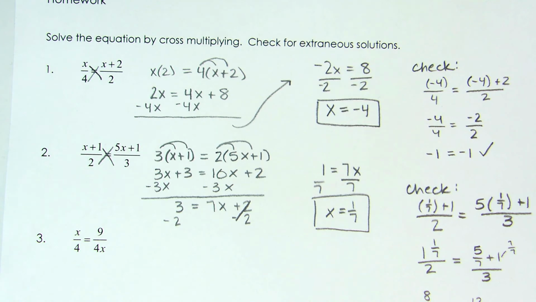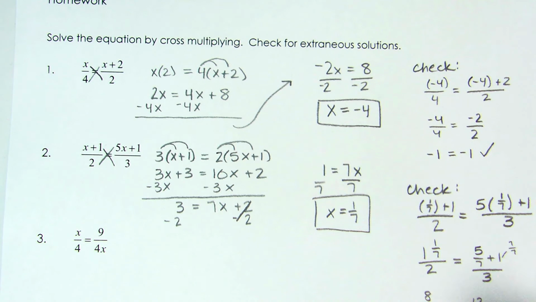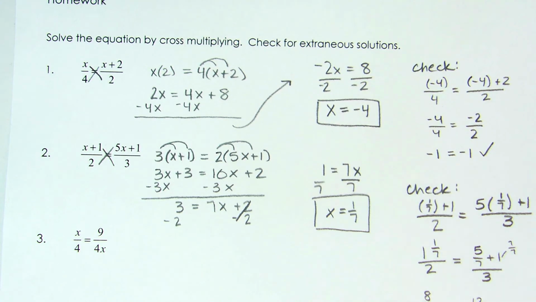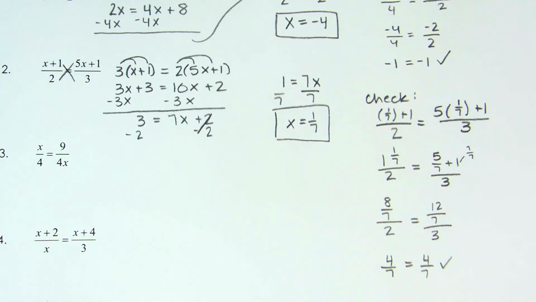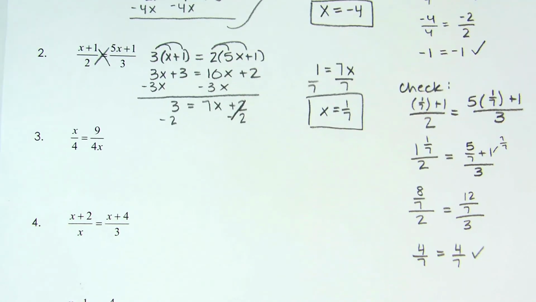Alright, and we do 8/7 divided by 2 is 4/7. 12/7 divided by 3 is going to give us 4/7. So it checks, it works out. I went way below where you could see, I'm sorry.